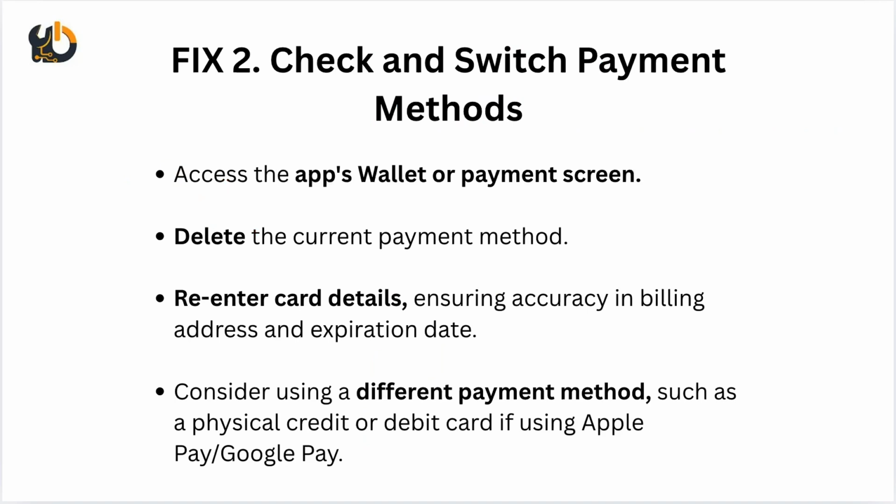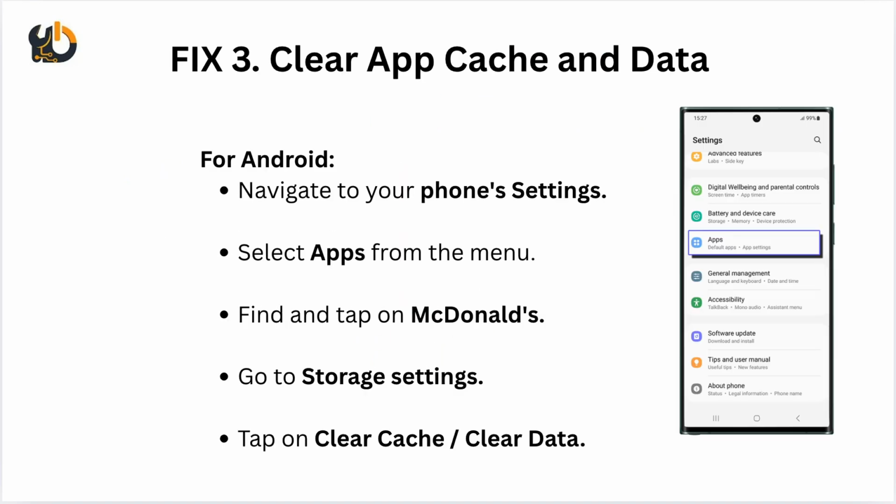Second fix is check and switch payment method. Access the app's wallet or payment screen, delete the current payment method, and re-enter card details, ensuring accuracy in billing address and expiration date. Consider using a different payment method such as a physical credit or debit card if using Apple Pay or Google Pay.